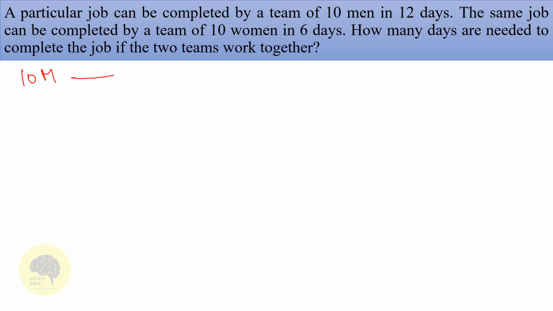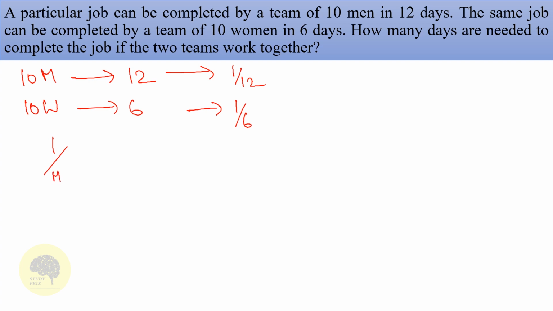10 men can do a piece of work in 12 days and 10 women can complete the work in 6 days. First convert the days into work in 1 day. Therefore 1 by 12 amount of work is the work done by 10 men in 1 day, and 1 by 6 amount of work can be done by 10 women in 1 day. And we have to find out the work done by men and women in 1 day.